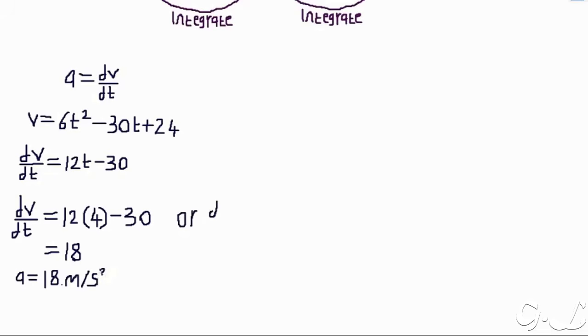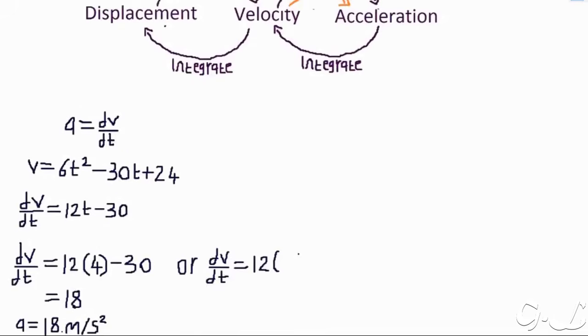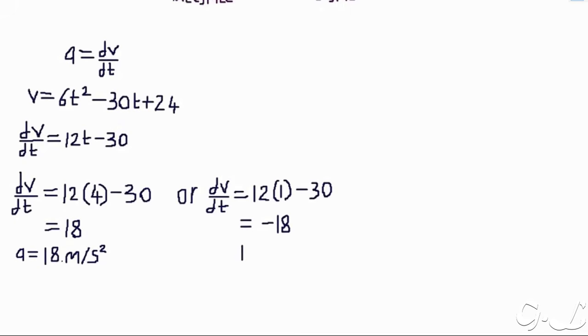Or let's try to check this one. dv/dt is equal to 12t minus 30. Let's try to replace t with 1 there: 12 minus 30, and then it will be negative 18. So acceleration is equal to negative 18.